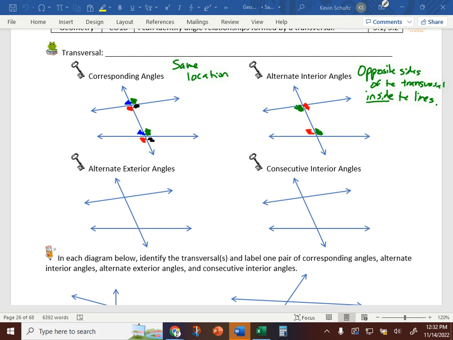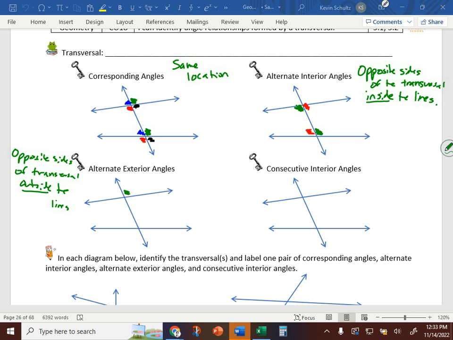Yes. Damien, I've got the next one. Alternate exterior. What do you think it means? I think it means like the outside of the two and not the inside. Okay. The other one outside. Opposite sides of the transversal. And this time they are outside the lines. Opposite sides of the transversal, again, that word alternate, but this time exterior, outside the lines.